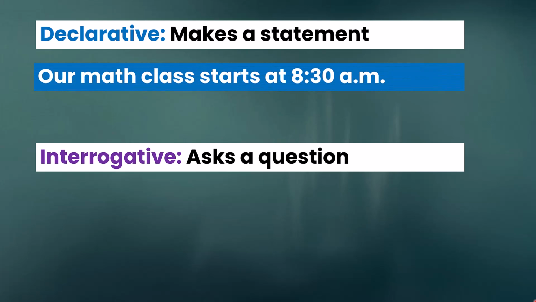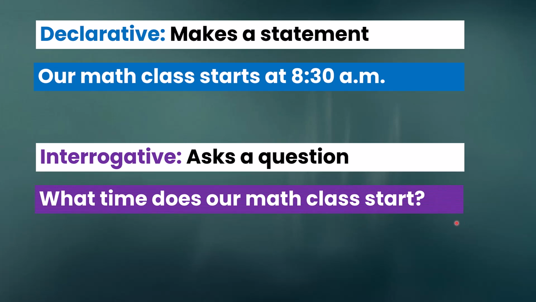Here's an example of a declarative sentence. Our math class starts at 8:30 a.m. Notice that we capitalize the first letter of the first word in the sentence, and we end the declarative sentence with a period. An interrogative sentence is a question.